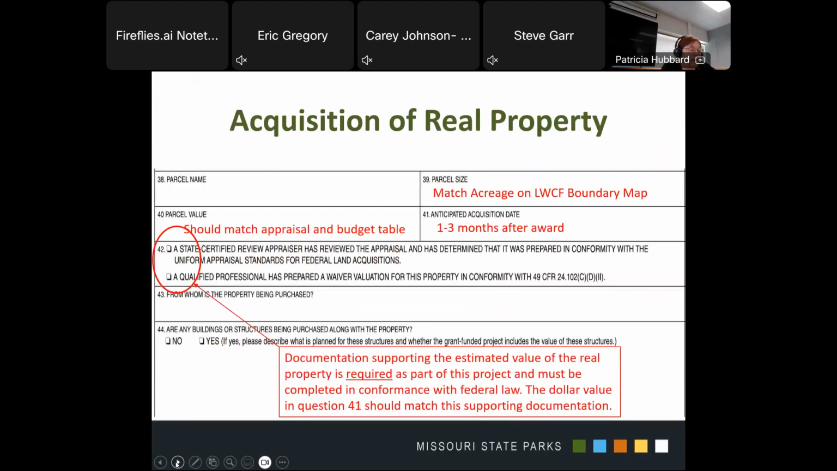Question 38 and 40 ask about the parcel or parcels to be acquired. So what is the name? What is the size and acreage? And what is the value of the land? The value of the land must be based off an appraisal and appraisal review that meets the uniform appraisal standards for federal land acquisition and Title 49 CFR Part 24, also commonly known as the Yellow Book Appraisal.